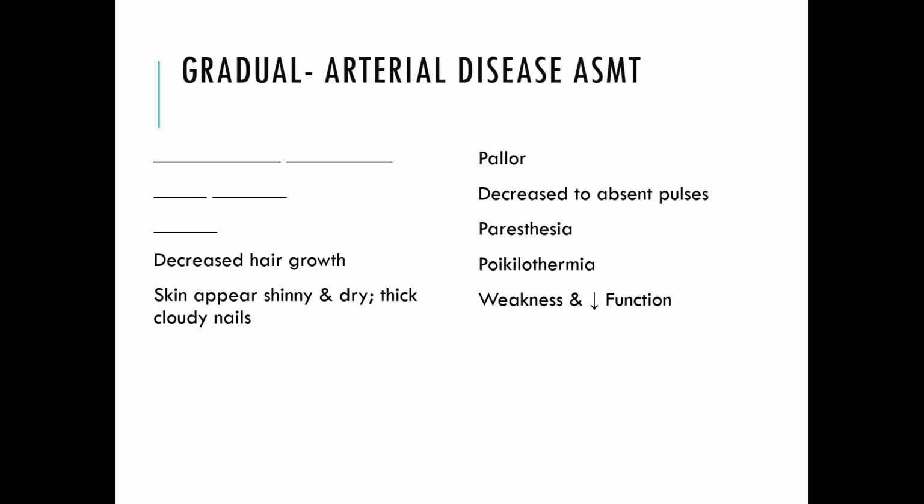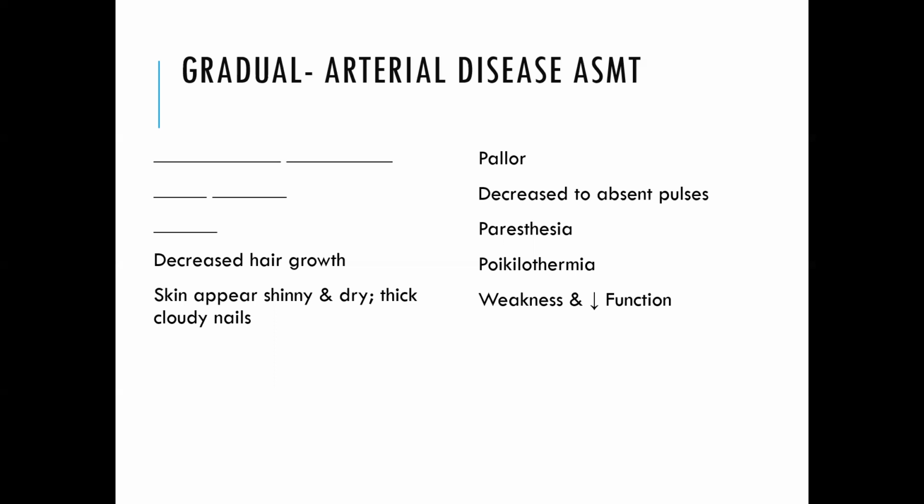Other signs of gradual arterial disease: decreased hair growth. Blood flow has to be present in order for hair to grow. The skin may appear shiny and dry with thick, cloudy nails. So in order for healthy skin and nails, you've got to have blood flow. Pallor. Decreased to absent pulses.